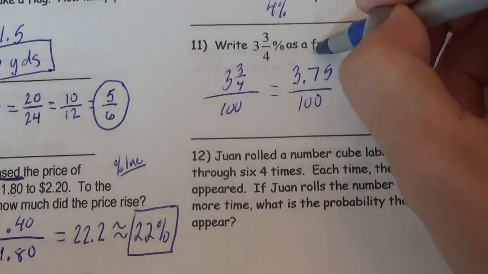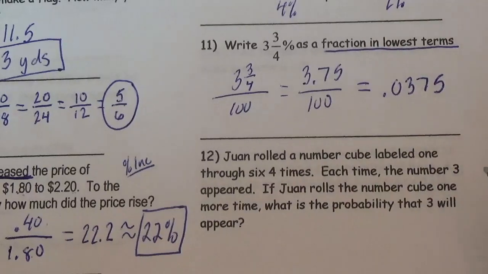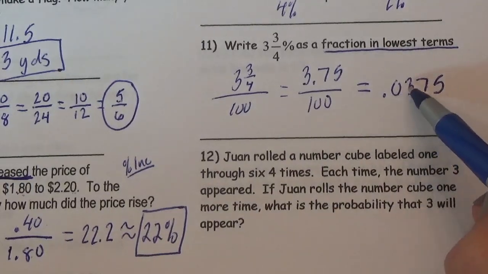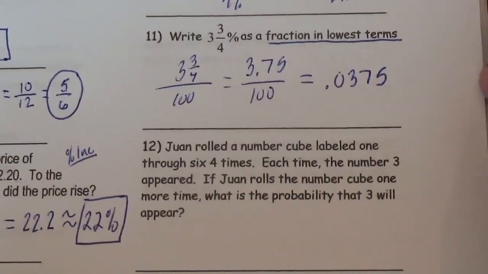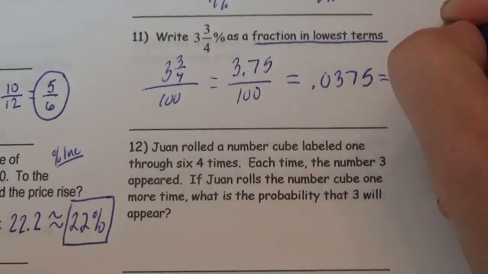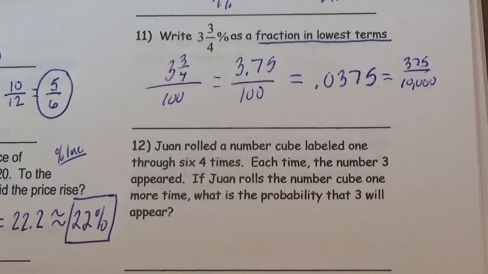Oh, I'm sorry, it wants it as a fraction in lowest terms. Okay, well, we can use this. How do you read this correctly? That's the 10, 100, 1,000, that's to the 10,000 spot. So this is 375 over 10,000. That's the fraction they want.